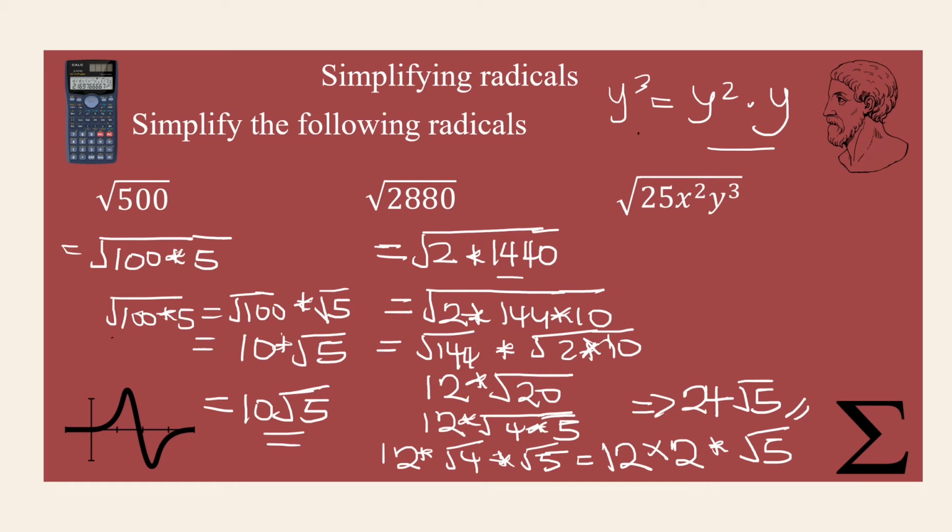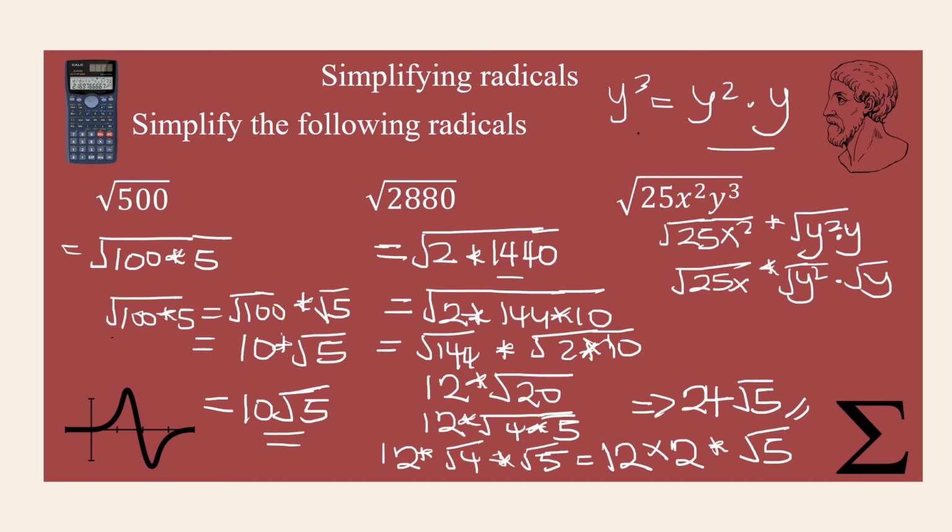So let me break this up, right? So I have the square root of 25x squared, I'm going to keep it there, and then this times y squared times y. Now I can break this one up as well into the square root of y squared times the square root of y. And then here I have the square root of 25x squared.